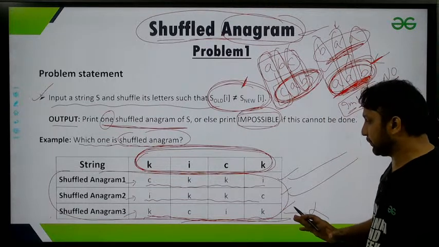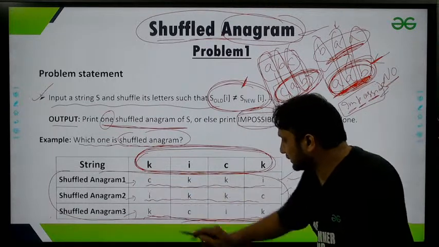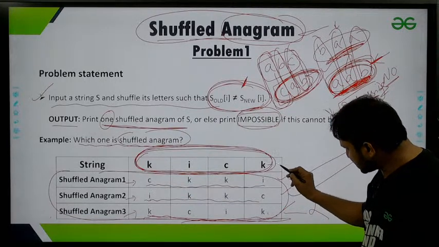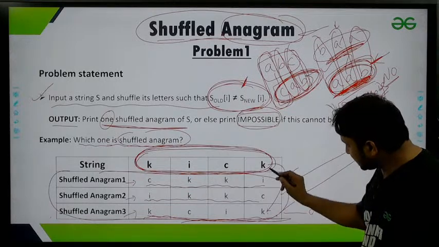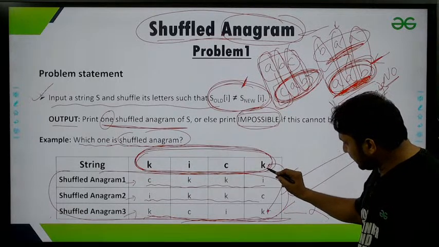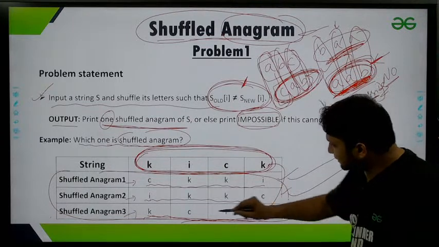You understand it completely. Yes, these are the shuffled anagram, but this is not. Why is this not the shuffled anagram? Because this K is matching with this K. This is our old string. This is our new string. At any position, any character should not match. Even this K is also matching.